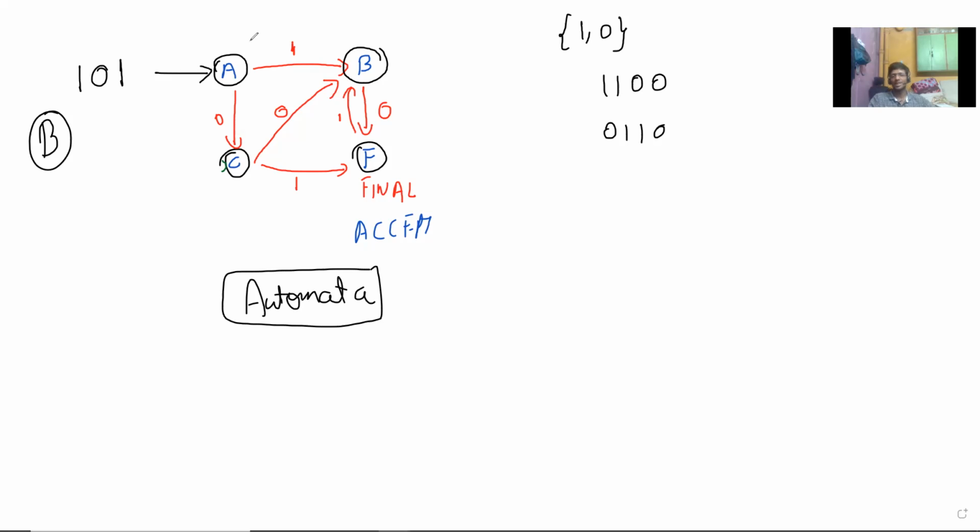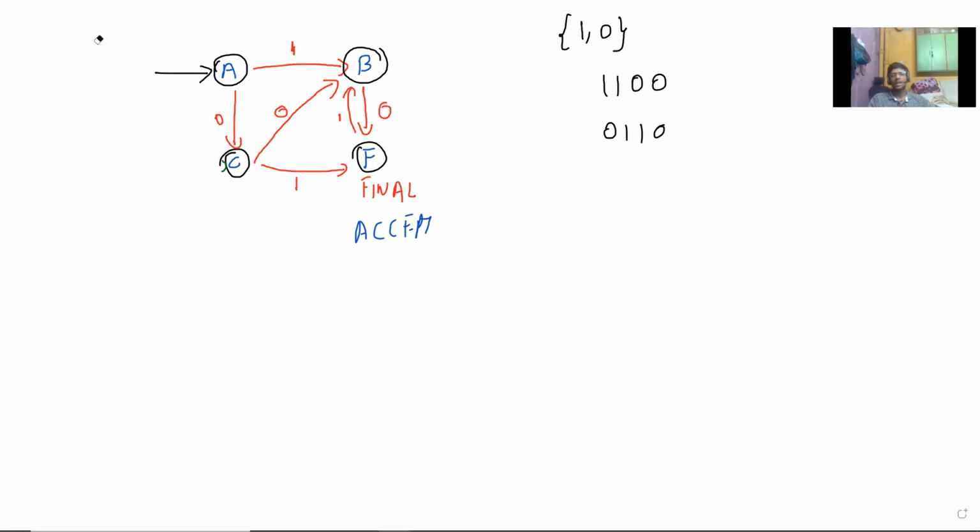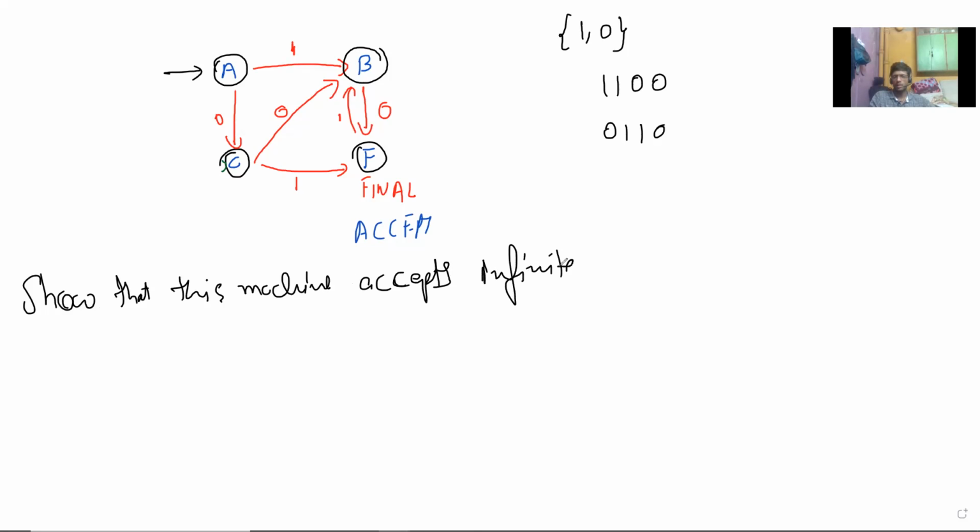But my question is, we want to think of the pigeonhole principle. So can you show that this machine accepts infinitely many words? This is not even going to need the pigeonhole principle, but show that this machine accepts infinitely many words. I don't want you to find all the words or describe all the words. That can also be done, but that's not the goal.